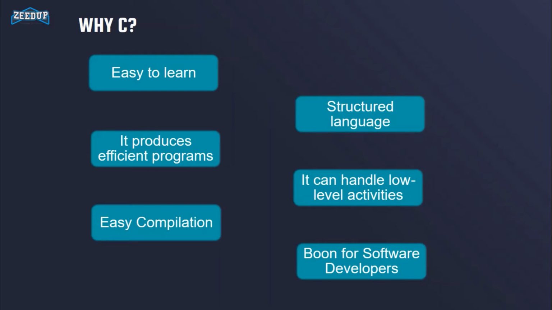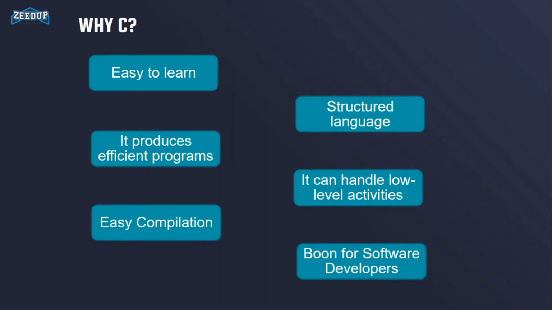Second thing, C is a structured language. Everything is structured. You got to provide every instruction in a proper structure. This gives you the confidence to work in a controlled environment. Also, it gives you the confidence that you can write the correct piece of code. If you want to practice something, then working from the basics is the best approach, and that is exactly what C offers.